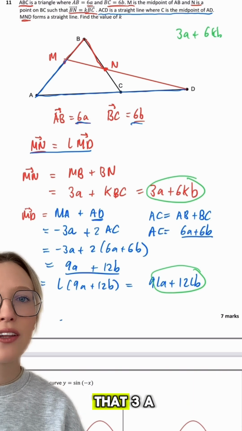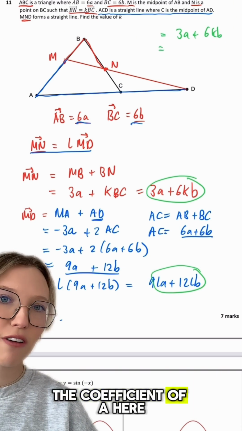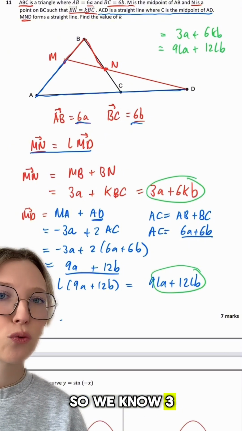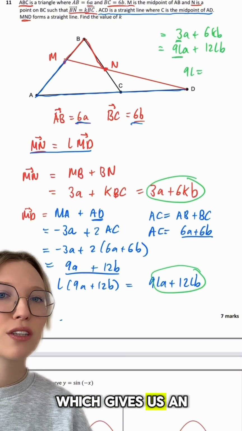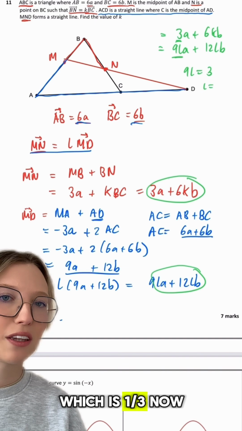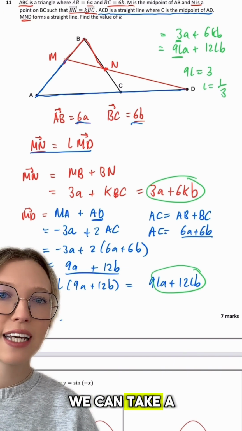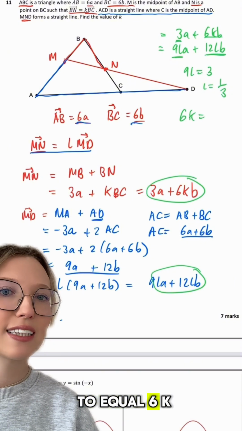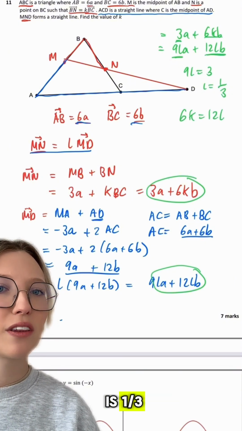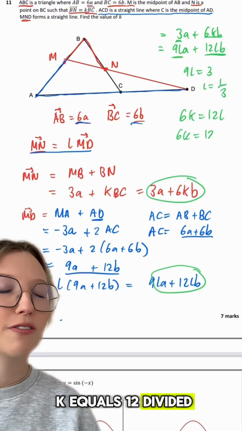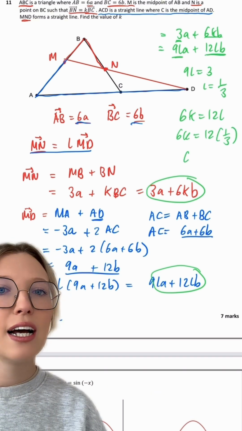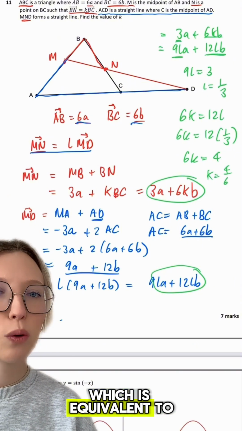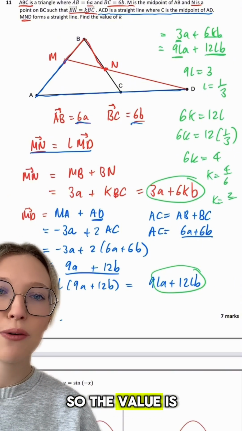Well, the coefficient of a here has got to equal the coefficient of a in our second formula, so we know 3 must equal 9l, which gives us an l value of 3 over 9, which is 1/3. Now we can take a look at the coefficient of b. So we know 12l has got to equal 6k, and we know that the value of l is 1/3, so we get 6k equals 12 divided by 3, which is 4. If 6k equals 4, we know k equals 4 over 6, which is equivalent to 2 over 3. So the value is 2 over 3.